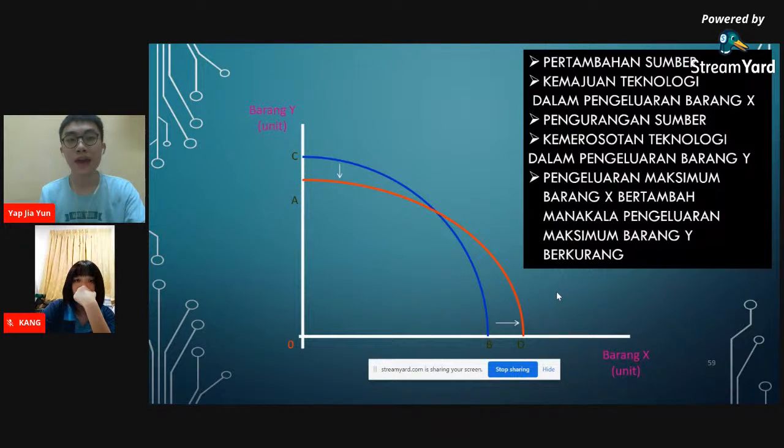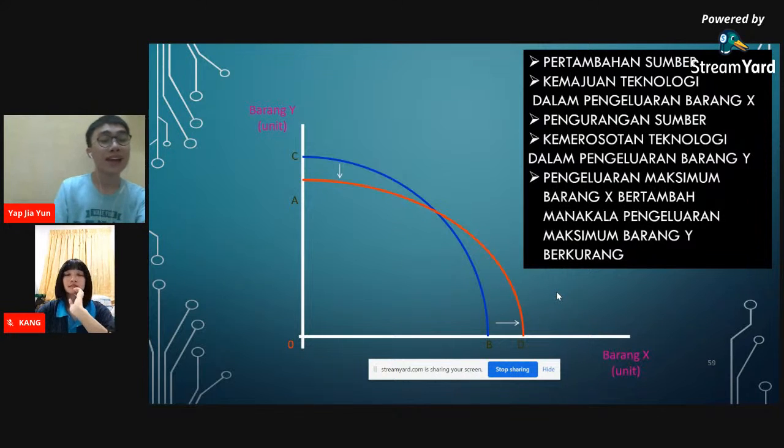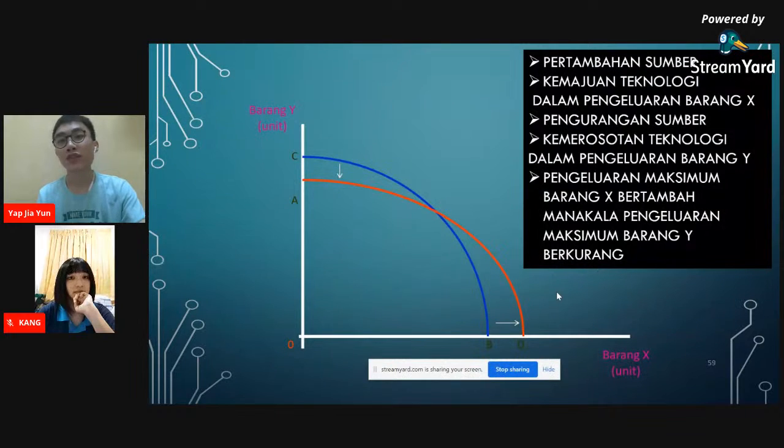Seterusnya, daripada keluk kemungkinan pengeluaran A, C, B ke keluk kemungkinan pengeluaran AD. Kita boleh lihat barang Y telah turun daripada C ke A, manakala barang X telah meningkat daripada B ke D. Kita boleh andaikan telah berlaku pertambahan sumber dan kemajuan teknologi dalam pengeluaran barang X, tetapi barang Y sudah menurun daripada C ke A, dan ini menunjukkan pengurangan sumber ataupun kemerosotan teknologi dalam pengeluaran barang Y. Kita boleh membuat kesimpulan iaitu pengeluaran maksimum barang X bertambah daripada titik B ke D, manakala pengeluaran maksimum barang Y telah berkurang daripada C ke A.